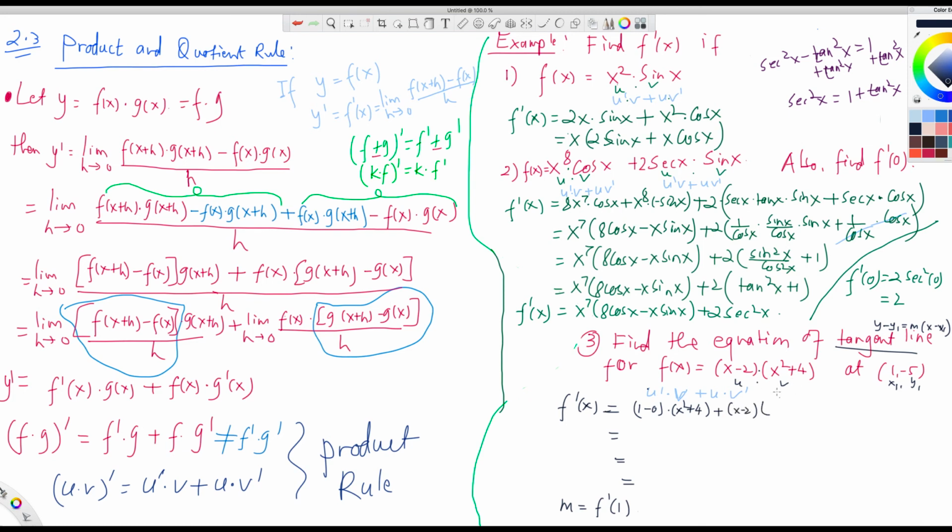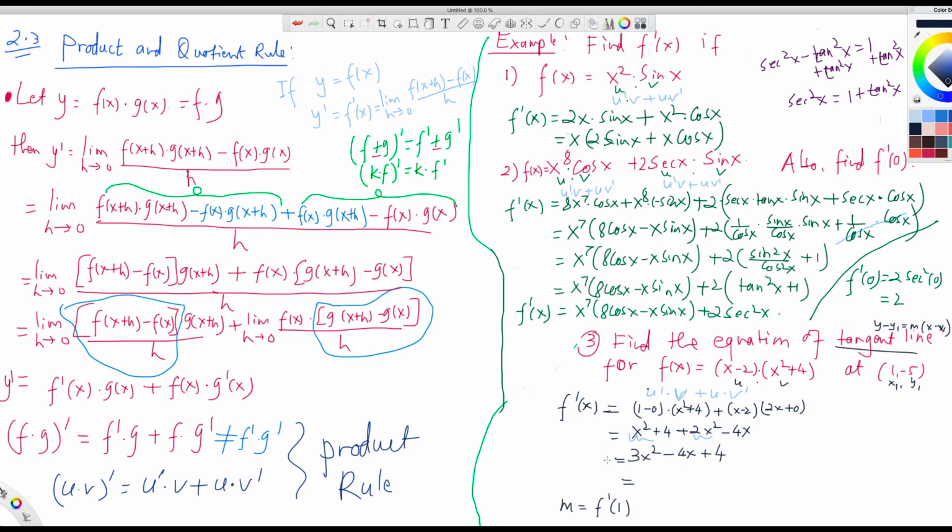That's what you get, plus u, which is x minus 2, times the derivative of v. The derivative of x squared plus 4 is 2x plus 0. So what you get is x squared plus 4, and the 2x plus 0 is 2x. Now you distribute that 2x with x minus 2. That will be plus 2x squared minus 4x. Look at these like terms. Combine them: x squared plus 2x squared is 3x squared, minus 4x plus 4. That is the slope, or the slope function.